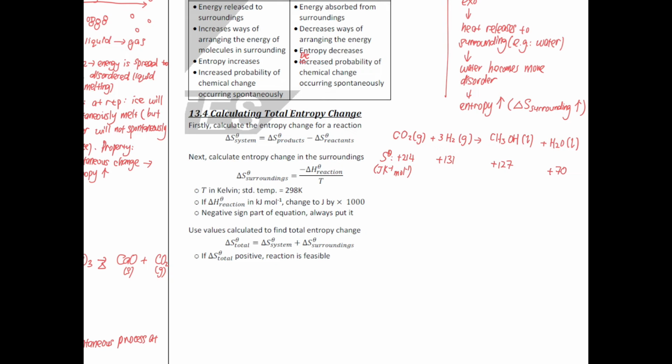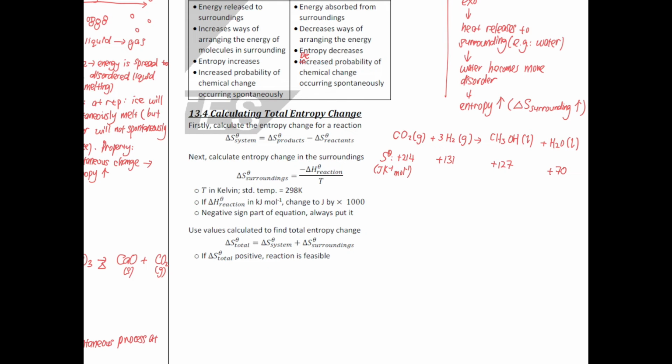When they say per mole, you have to be careful. When the chemical reaction gives 3 moles, you have to times 3. Don't use 131 anymore; use 131 times 3. And then according to the formula, we can find the entropy change of the system, by taking the entropy change of the products minus the entropy change of the reactants.